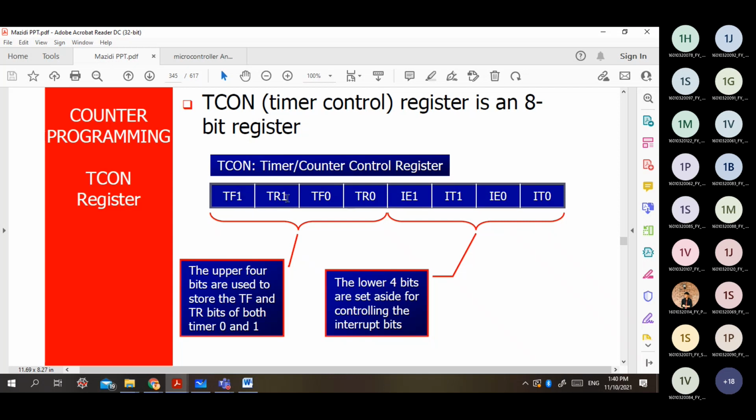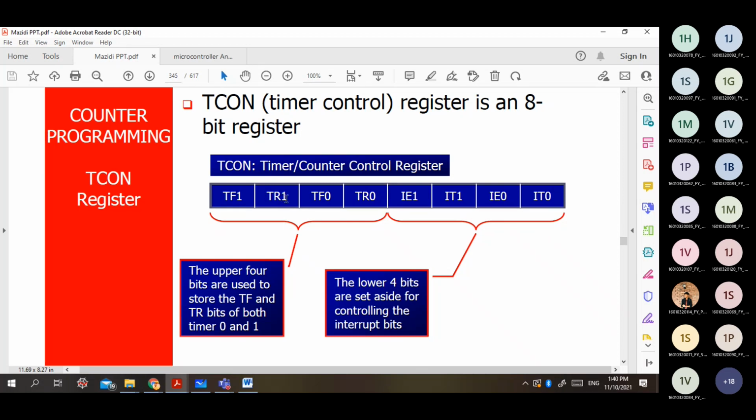Okay, why? Because now this TR and TF are the flags or bits which will come into the picture while programming the timer. Here this TR is the timer run. TR is a timer run.